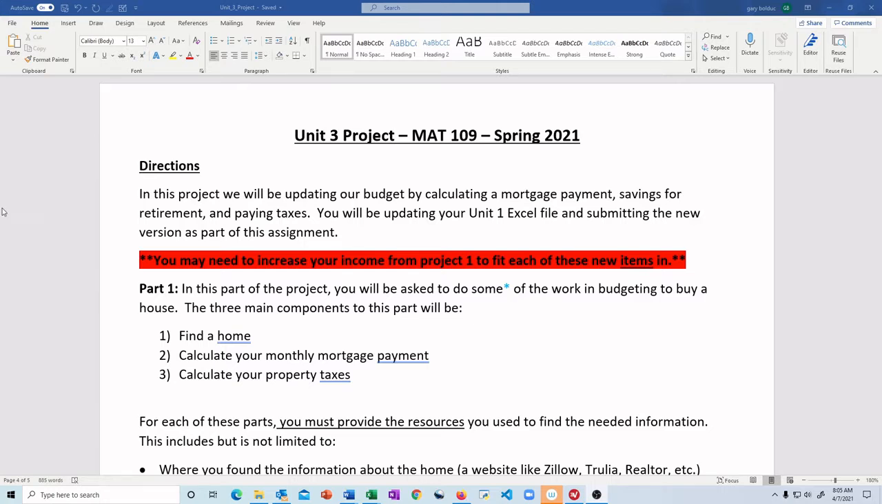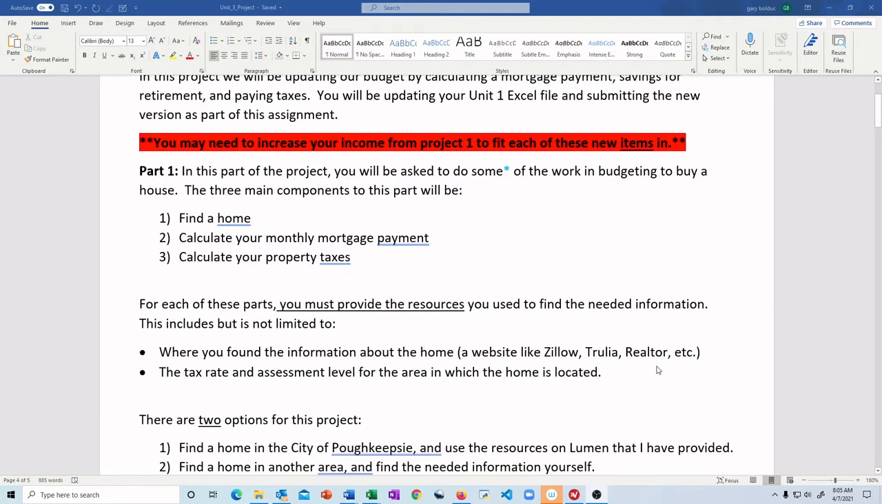That's the idea. So the first part of this project is all about getting a house. The first thing you have to do is go find a house. You can go to Zillow, Trulia, Realtor.com, anywhere where you can find information about a house. To give you an overview, we are going to buy the house, pretend of course, and then we're going to pay property taxes on the house. Those are the two main things I'm going to ask you to do.